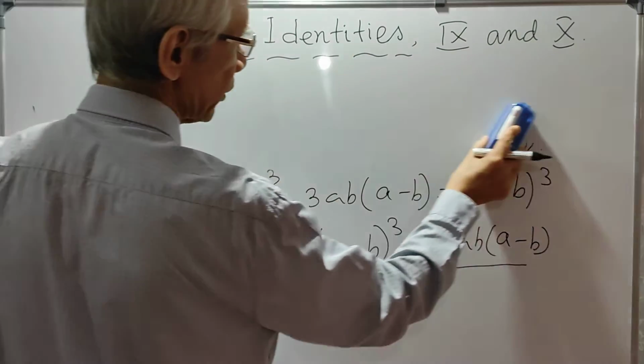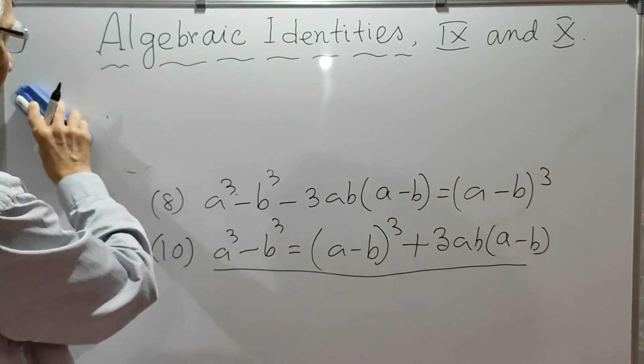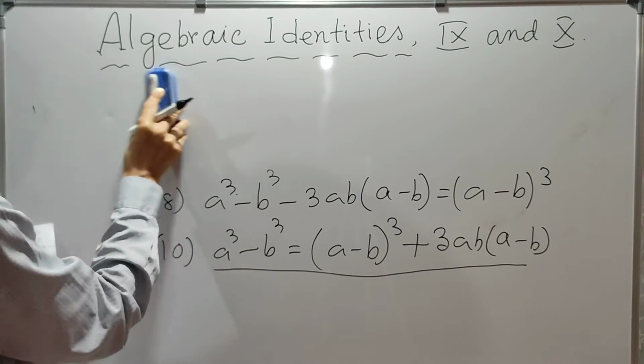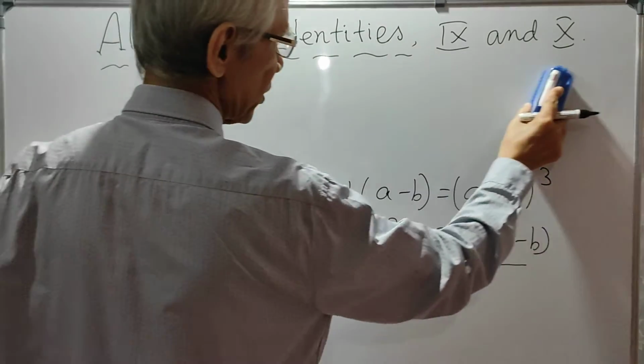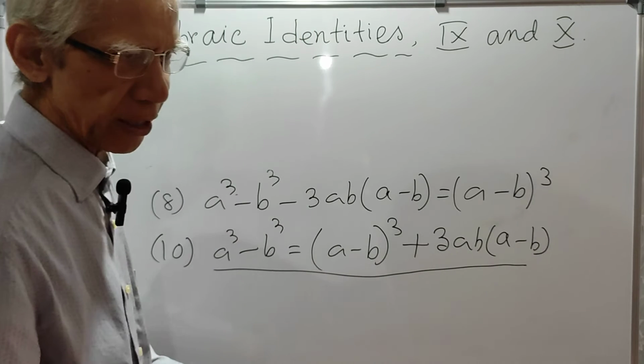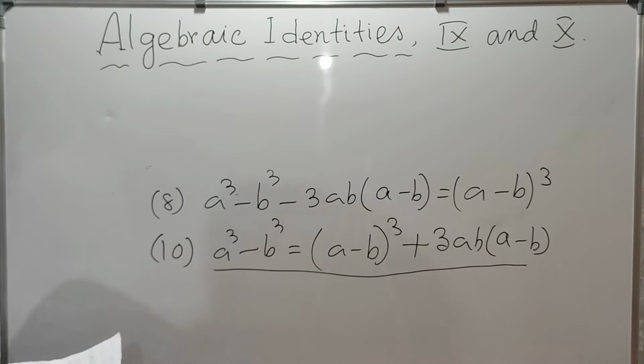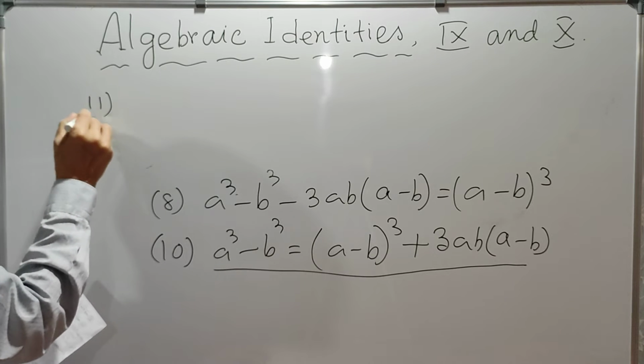So as I told you before, try to memorize these identities, these formulas. Then definitely you will be able to do the sums easily in the exam within short time and you will be successful in the exam. Okay. Now coming to the 11th identity.